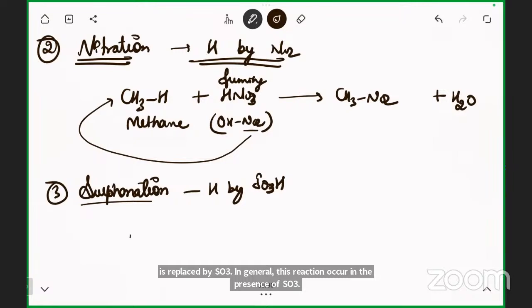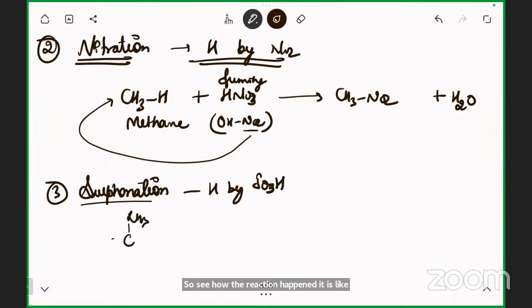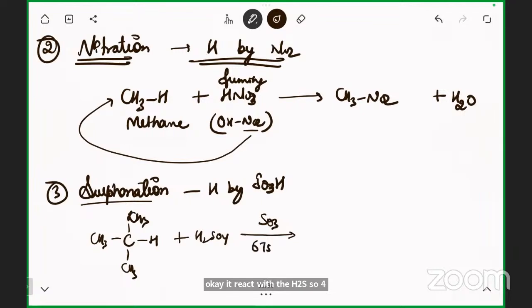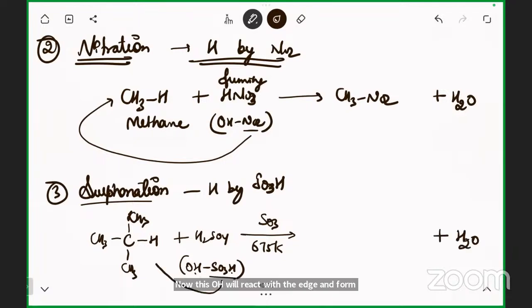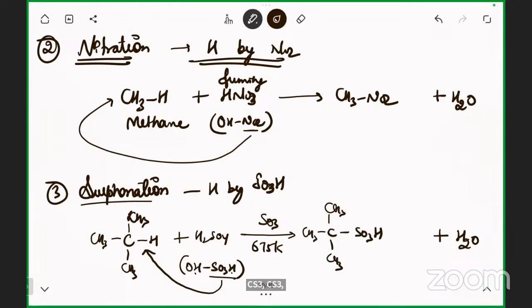It is like (CH3)3CH. I'm taking a tertiary one. It reacts with H2SO4 in the presence of SO3 at 675 Kelvin. H2SO4 can be written as OH and SO3H. Now this OH will react with the H and form H2O, and the remaining SO3H will join here.